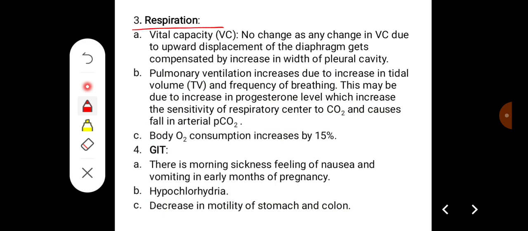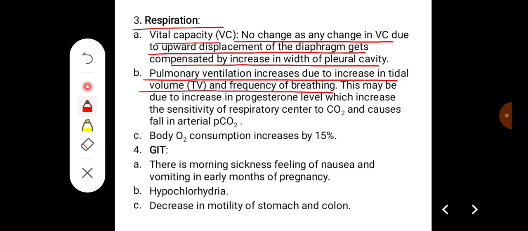Effect on respiration, vital capacity. There is no change in the vital capacity, as the upward displacement of the diaphragm gets compensated by increase in the width of the pleural cavity, whereas pulmonary ventilation increases due to the increase in the tidal volume and frequency of breathing.